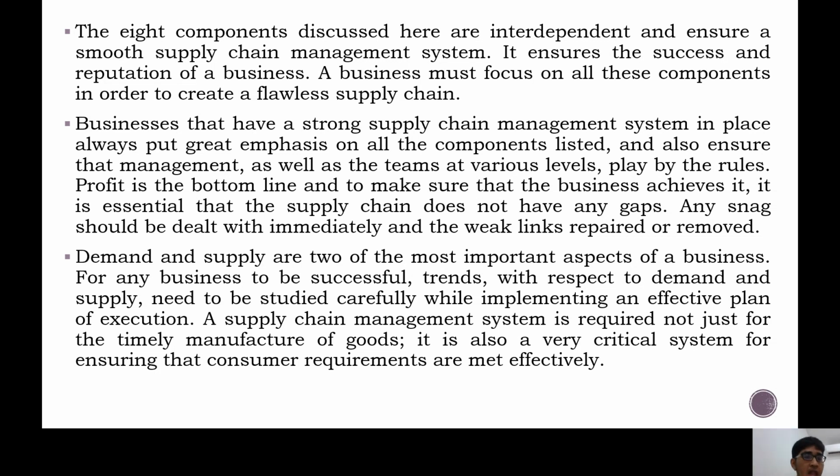So demand and supply are two of the most important aspects of a business. For any business to be successful, trends with respect to demand and supply need to be studied carefully while implementing an effective plan of execution. A supply chain management system is required not just for the timely manufacture of goods, it is also a very critical system for ensuring that consumer requirements are met effectively. So that's how important supply chain management is.